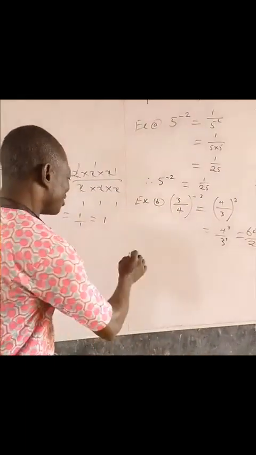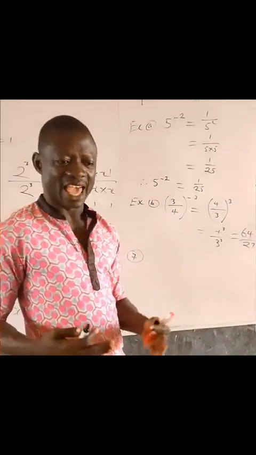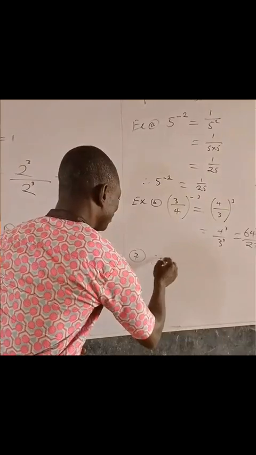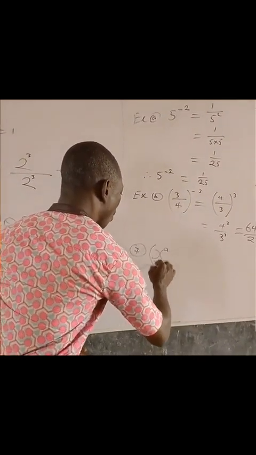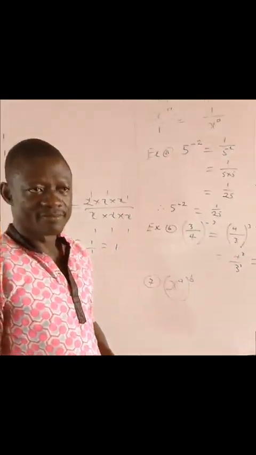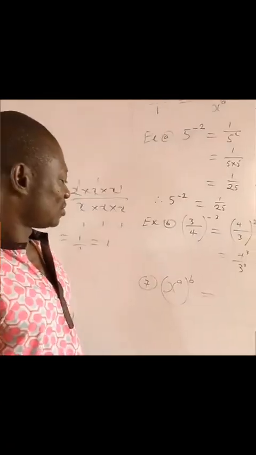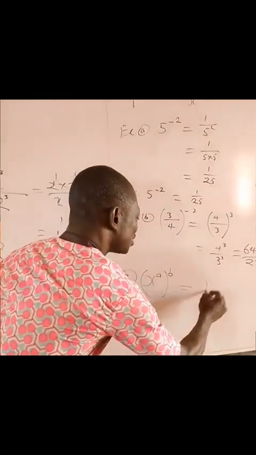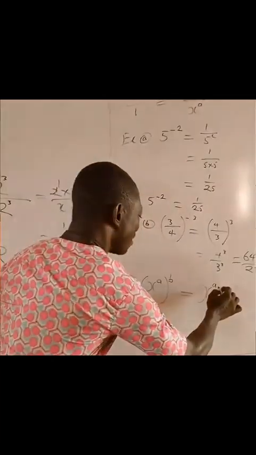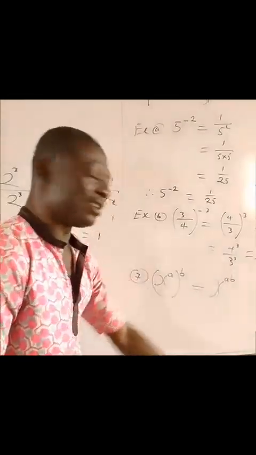Law number 7 is saying what to do when we have an index and there is another index at the back of it. That is giving us x raised to power a, raised to power b. How do we handle such a question? We multiply the indices and take it to be x raised to power a times b, meaning x raised to power ab. A times b is ab.